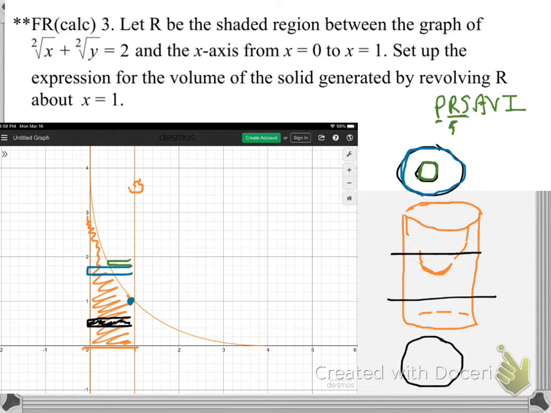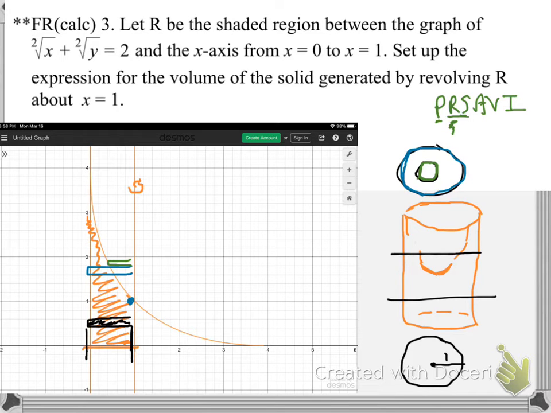Well, I know that the radius really goes from this axis of rotation back here to the y-axis, or x equals 0 line. And so that radius is pretty consistent. It's 1. The radius is always 1. That's just going to be a solid cylinder. That's not a big deal. As a matter of fact, I can go ahead and figure out the volume of that solid cylinder.